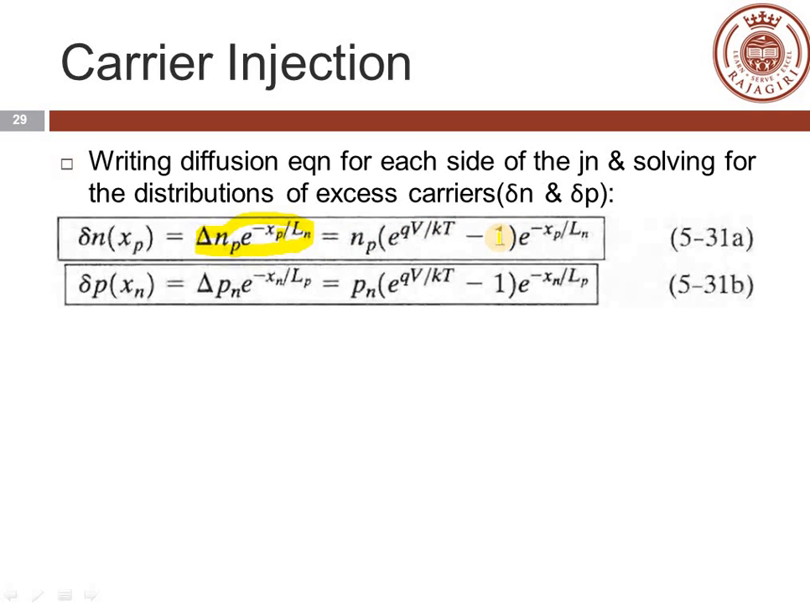Similarly, the excess hole concentration in the n region, that is delta p at xn, equals capital delta pn times e to the power minus xn by Lp. Again, this is the solution of the diffusion equation of holes in the n region. Then capital delta pn you can write as pn times e to the power qV by kT minus 1.